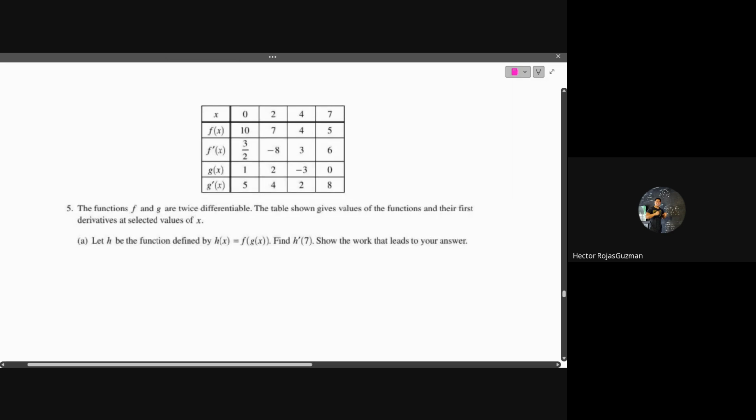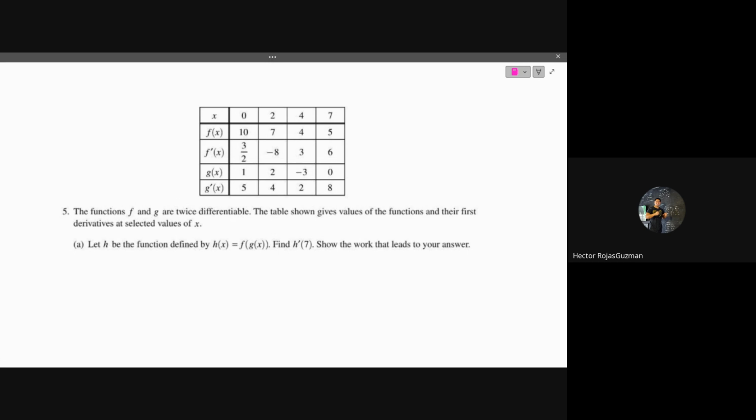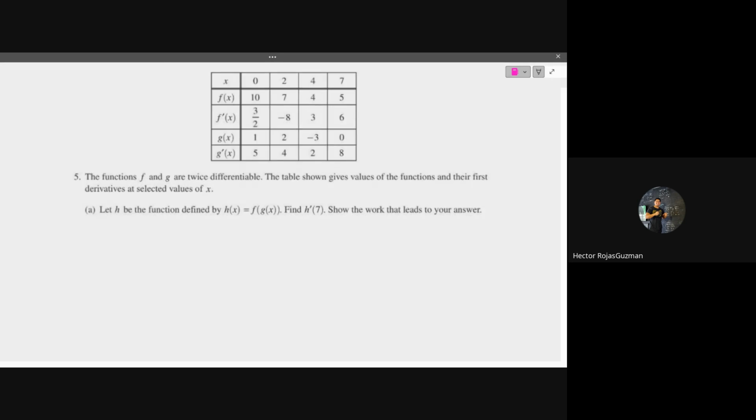Let's walk through this one. It says the functions f and g are twice differentiable. The table shown gives values of the functions and their first derivatives at selected values of x. Let h be the function defined by h of x, which is f of g of x. Find h prime of 7.